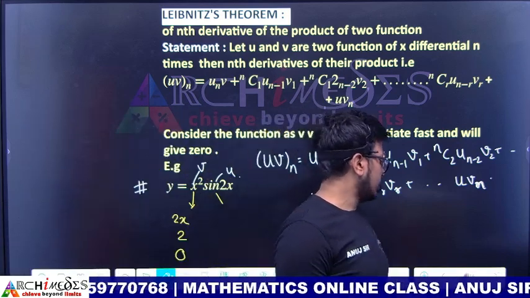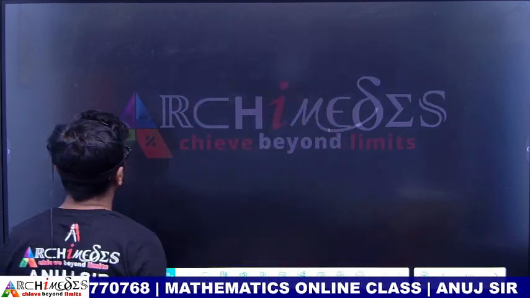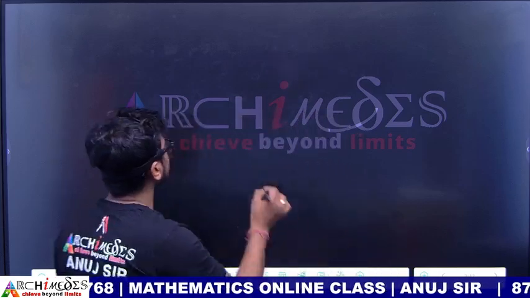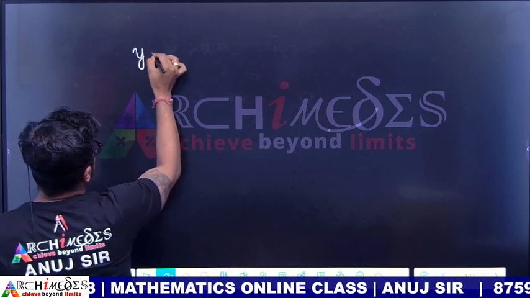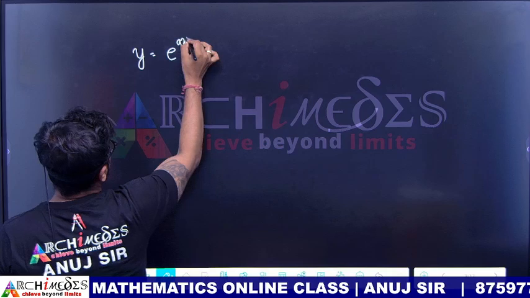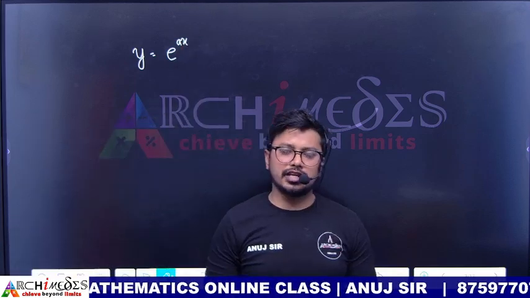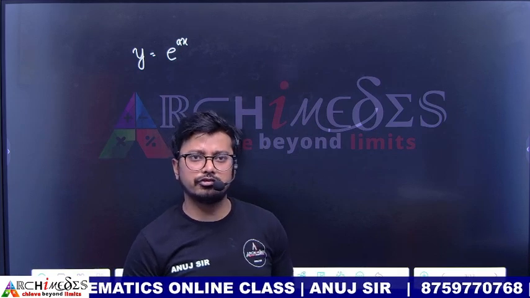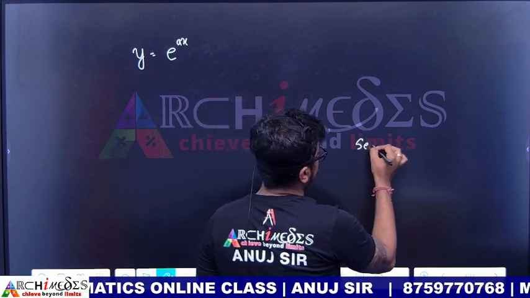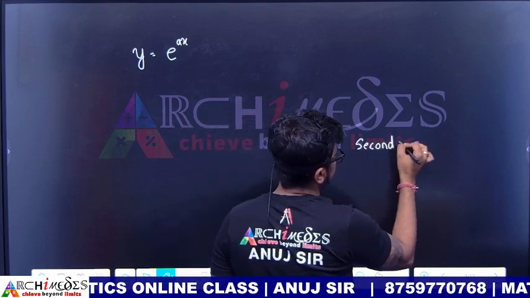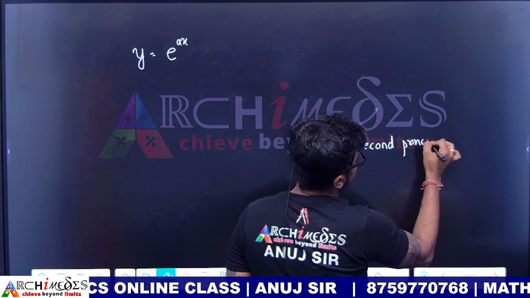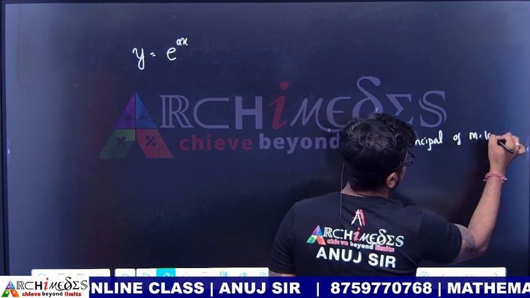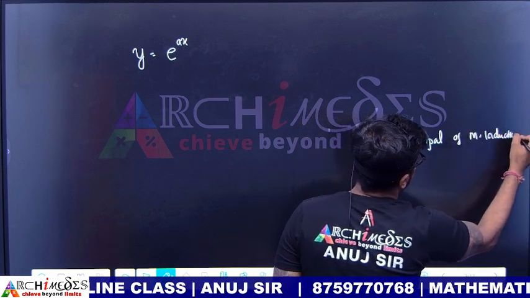Before that, you must know how to find the nth derivatives of some functions as well. For example, if y is equal to e to the power of x, for finding the nth order derivative, you know that we'll use the second principle of mathematical induction. The first principle is used for proving. What is the second principle of mathematical induction? It is writing the formula by seeing the series. For example, I will give you an example.